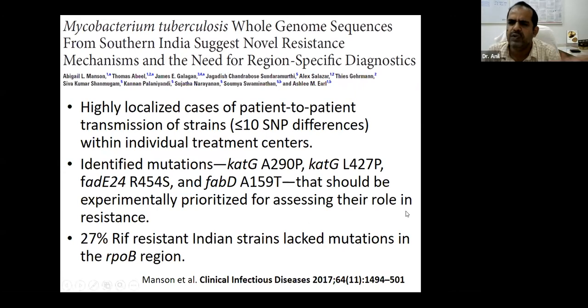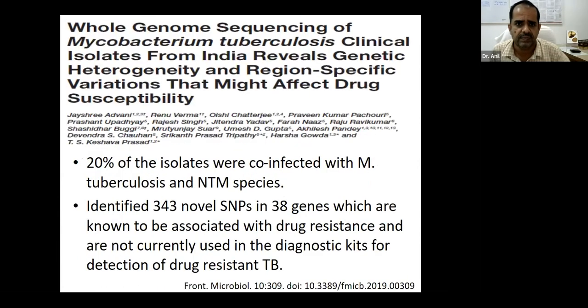And they identified a lot of new mutations in Indian isolates, for which no data is available on whether phenotypic susceptibility or resistance is there. And they found 27% of the rifampicin resistant strains lack mutation in the RPOB region. That is alarming because most of our MDR or rifampicin resistance is detected by GeneXpert or TrueNat using the RPOB region alone. So we'll be missing 27% of the resistance.